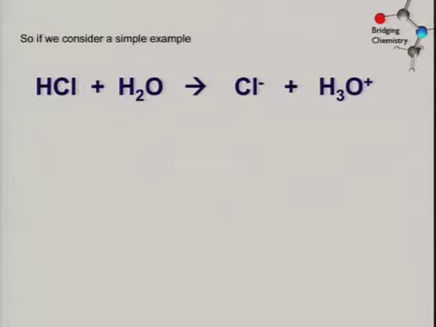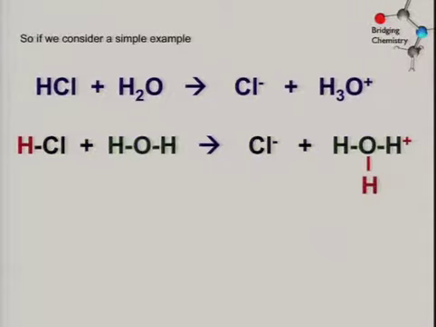So if we consider a simple example of an acid-base reaction like this, here's HCl. HCl is hydrochloric acid. It's the acid that's in your stomach, so it's one of these common acids. HCl plus water gives Cl-, chloride ions, and H3O+, which is something called a hydronium ion. Now if we draw these formulas out in a bit more detail, we can see how this works.